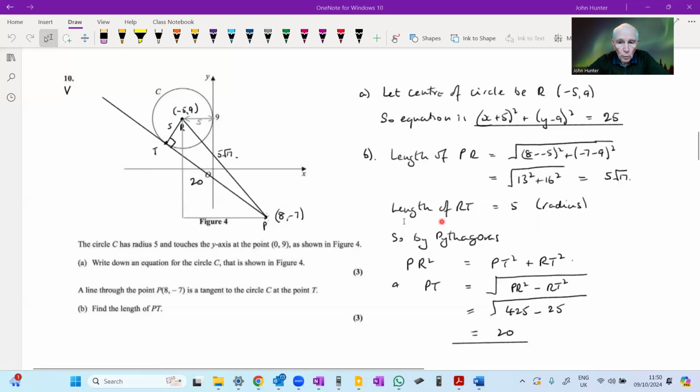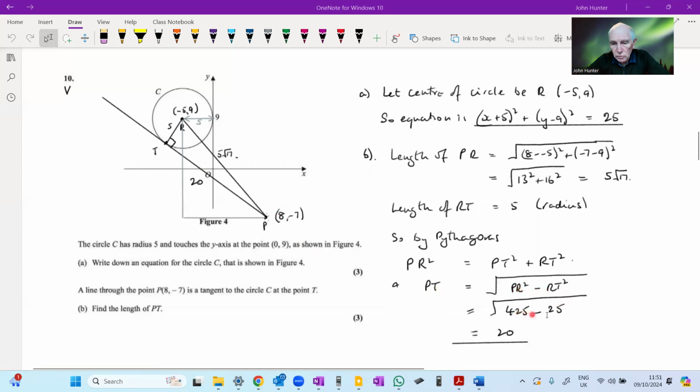Okay, so now the second bit that we need is the length of RT. We've got RT here, and that's a radius, so that's 5, so that's nice and easy. So by Pythagoras, on this black triangle here, we know PR squared is equal to PT squared plus RT squared. The square on the hypotenuse is equal to the sum of the squares of the two sides. Rearranging, we get PT equals the square root of PR squared minus RT squared.